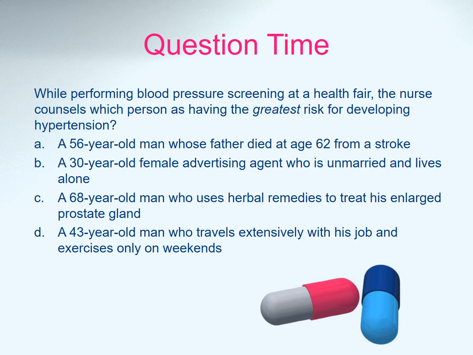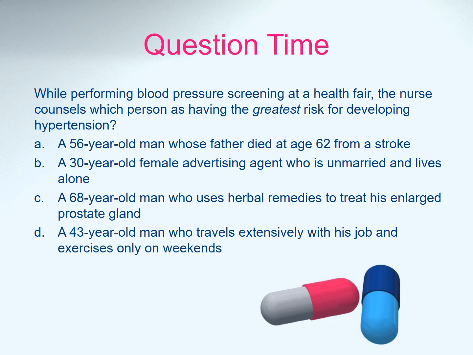While performing blood pressure screening at a health fair, the nurse counsels which person as having the greatest risk for developing hypertension. A 56-year-old man whose father died at age 62 from a stroke, a 30-year-old female advertising agent who is unmarried and lives alone, a 68-year-old man who uses herbal remedies to treat his enlarged prostate, a 43-year-old man who travels extensively with his job and exercises only on weekends. And the answer is A.